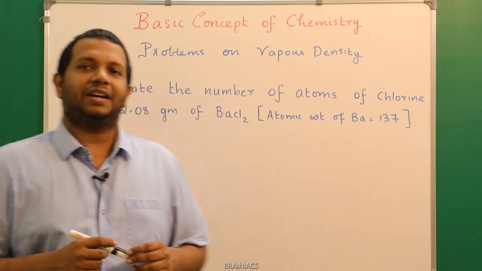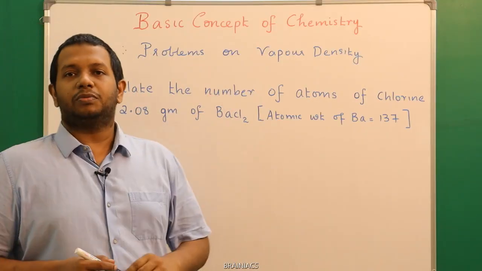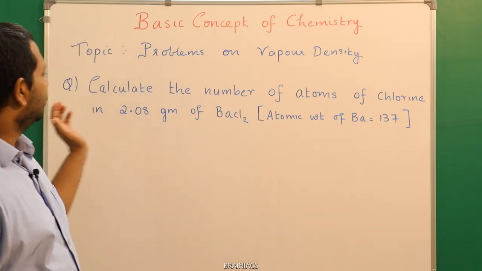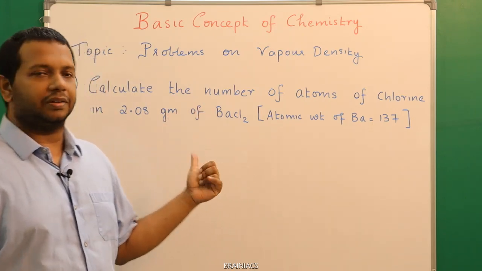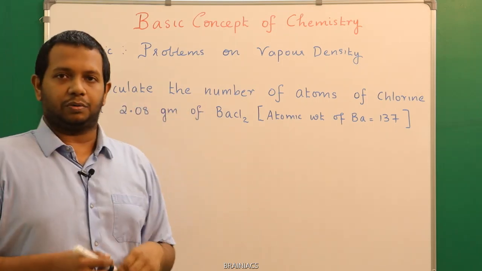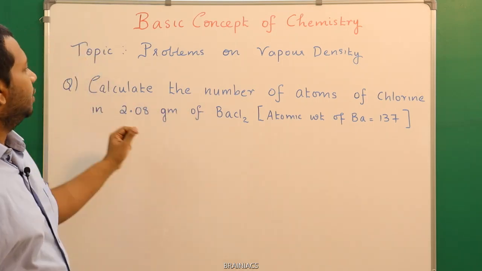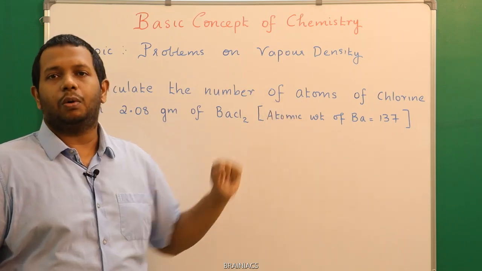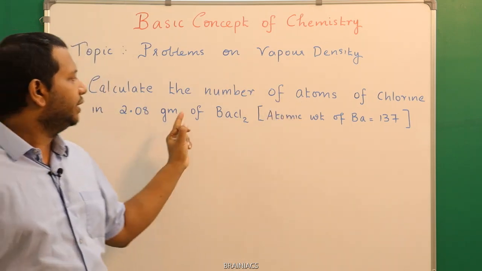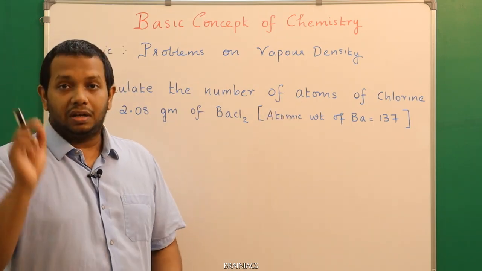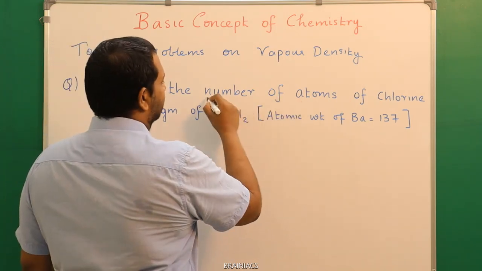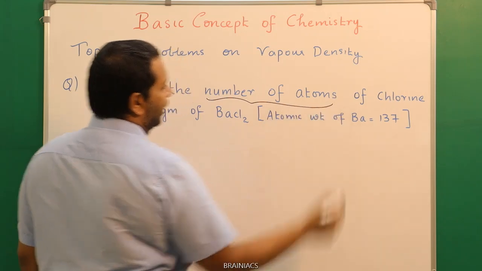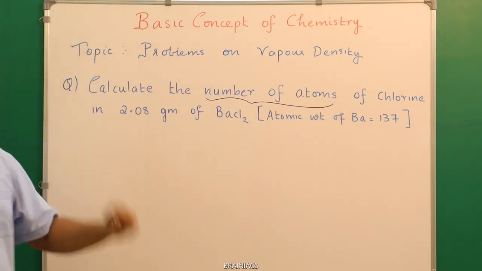Hi students. So next we are going to discuss the problems on vapor density. Okay, I hope you could read the question. This problem is not related to vapor density, but it is also an important question. Calculate the number of atoms of chlorine in 2.08 grams of barium chloride. Read the question. Here they are asking you the number of atoms.